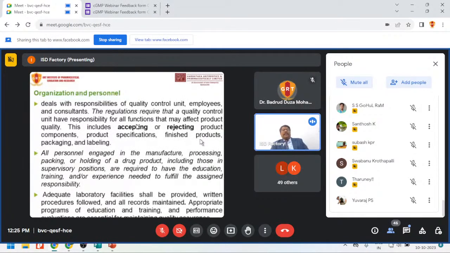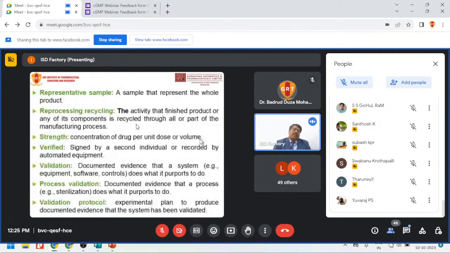Then coming to this, adequate laboratory facilities shall be provided, written procedures followed, and all records maintained, with appropriate programs and training. This is one of the important things in industry, that is the lacuna presently in the pharmaceutical industry. The training awareness program and competency assessment have to be done for the overall entry with the newcomers and all. This has to be done. So finally, I wanted to tell you the final thoughts of this.